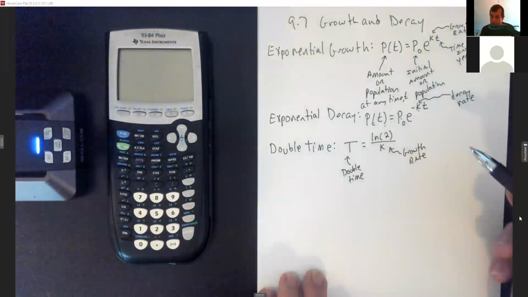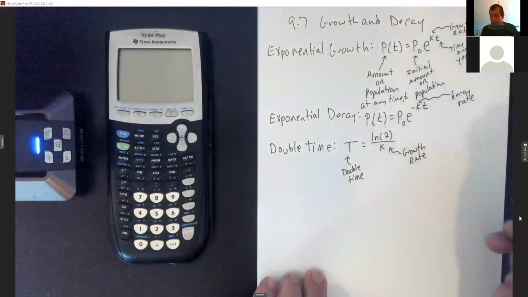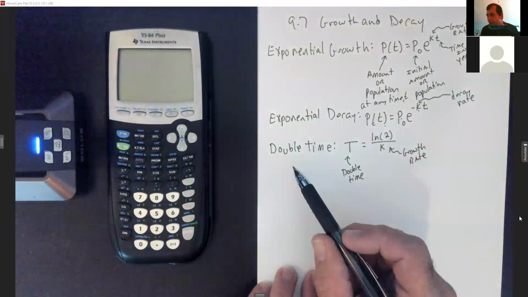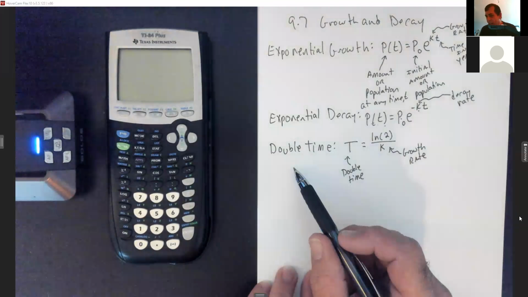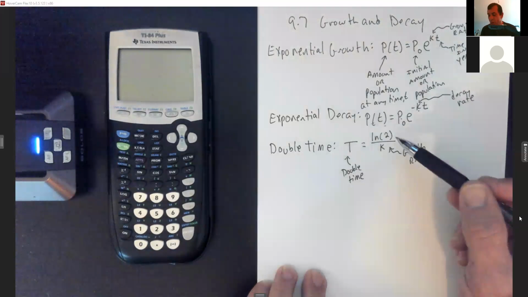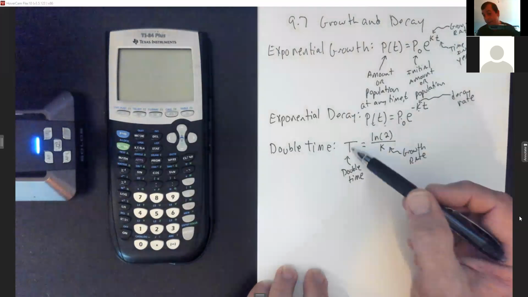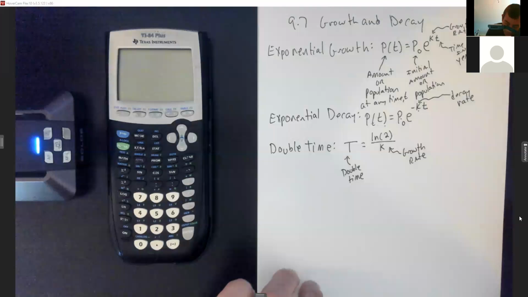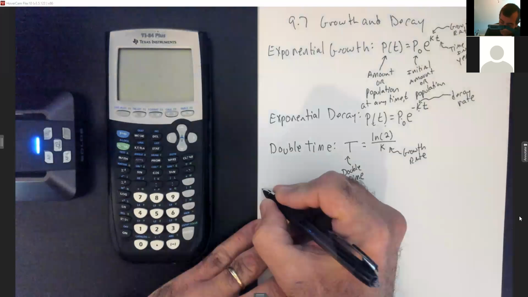All right, so that's my three formulas. And then half-life, which goes with the decay, would be the same formula, okay? You'd have the decay rate, ln 2, and then a capital T for half time. So let's work some of these problems.